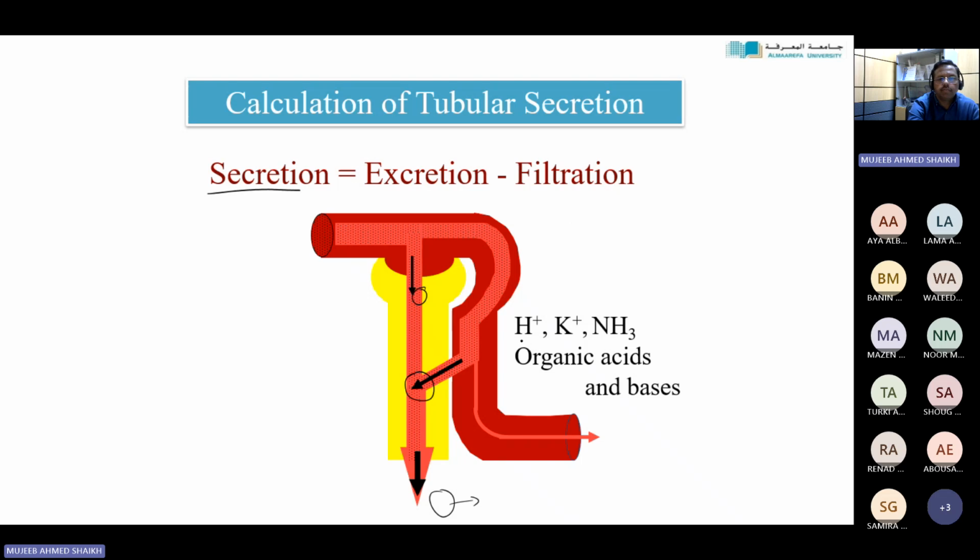What are the common things which are secreted? These are hydrogen ions, potassium, ammonia, organic acids, and organic bases. They are formed in the body, or maybe due to some metabolism, or maybe due to food additives. They are coming into our body, and it has to be eliminated.